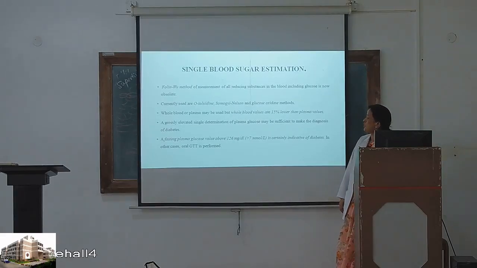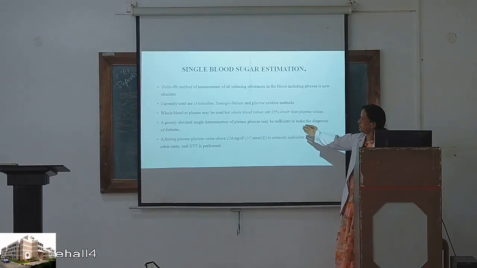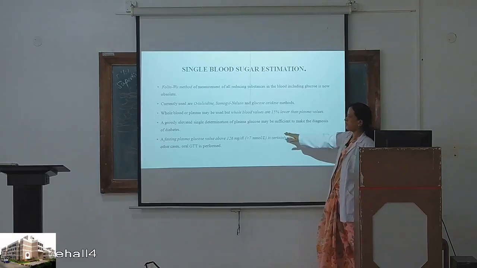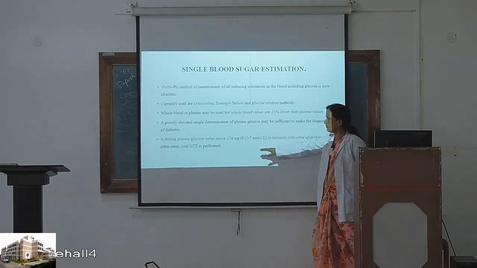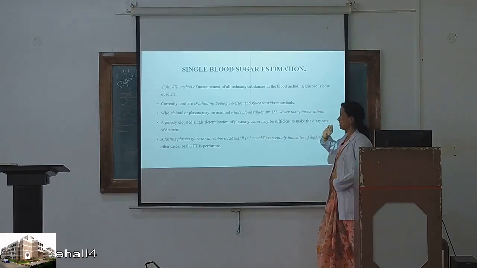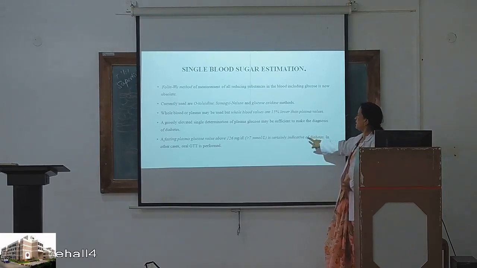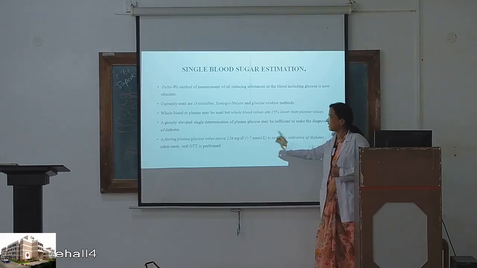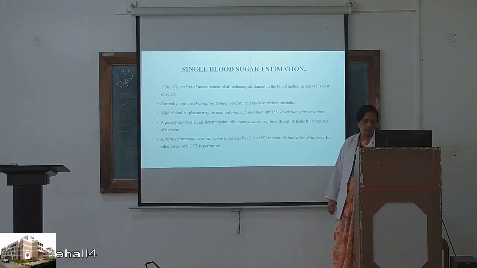So single blood sugar estimation, whatever be the method. The last sentence is important here. A fasting plasma glucose level above 126 milligrams per deciliter is certainly indicative of diabetes, and in other cases oral GTT should be performed.